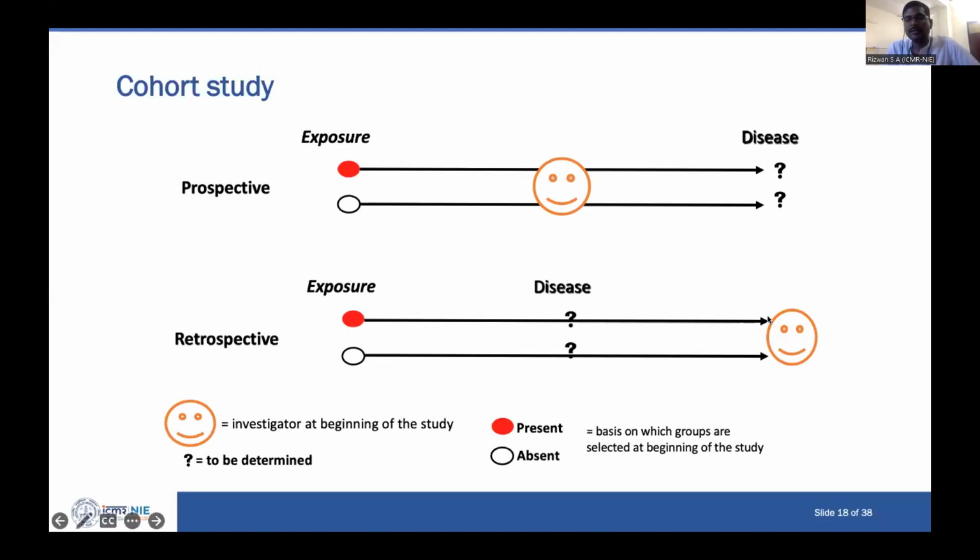So here the difference is that the investigator is here, both exposure and disease status have already occurred, but you look back in time through medical records and see how many exposed developed the disease and how many non-exposed developed the disease. So these are the two ways of doing a cohort study: one is prospective and the other retrospective.